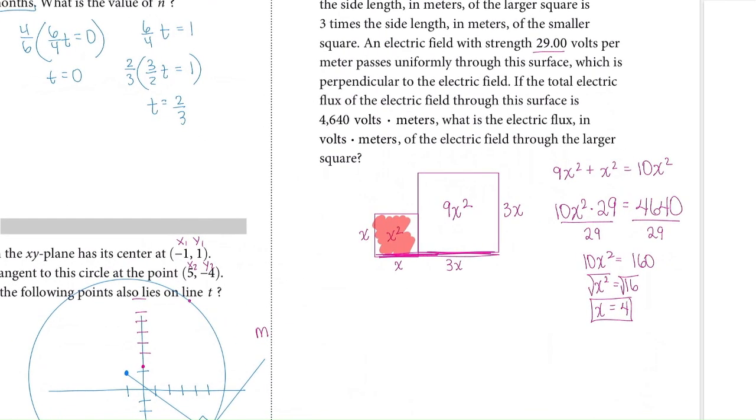In order to find the flux through the larger square, we can plug this in for its area and multiply that value by 29, and that's going to give us our answer. So 4 squared is 16. 16 times 9 is 144. 144 times 29 is 4176. And that is our answer.